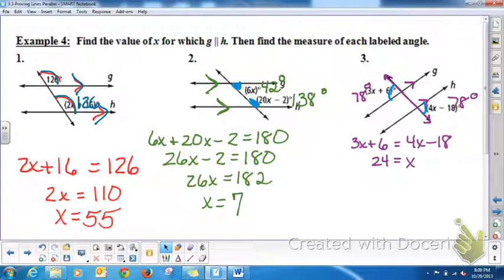So you would set up this equation by saying 3x plus 6 is equal to 4x minus 18. You would isolate the variable, so I subtracted 3x, and then I added 18. So x is 24. When you substitute in that value, you would get 3 times 24 plus 6 is 78. 4 times 24 minus 18 is 78. So I know that my math is correct. These angles are congruent if G is parallel to H.